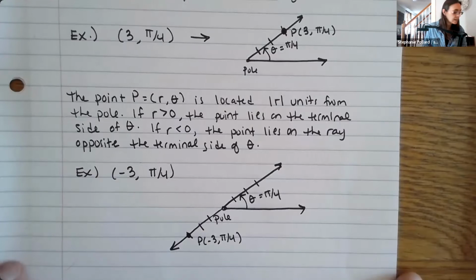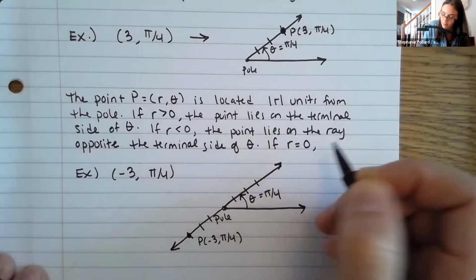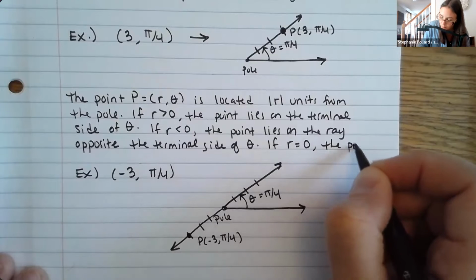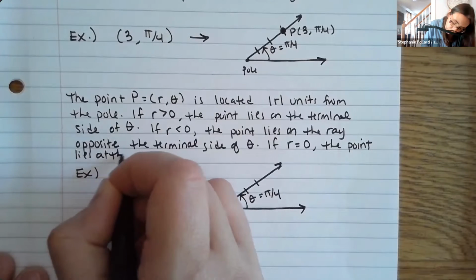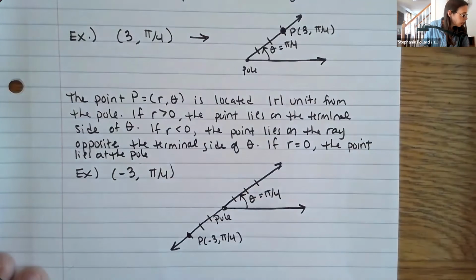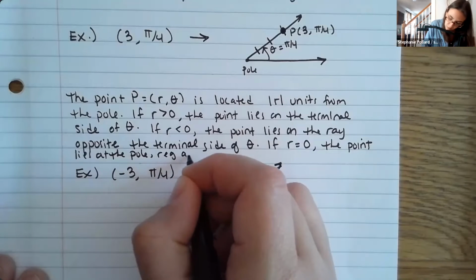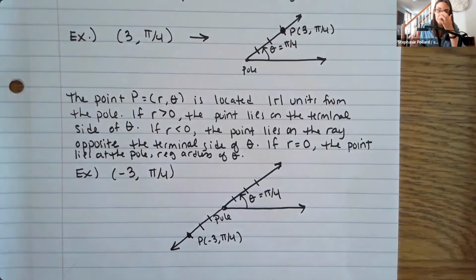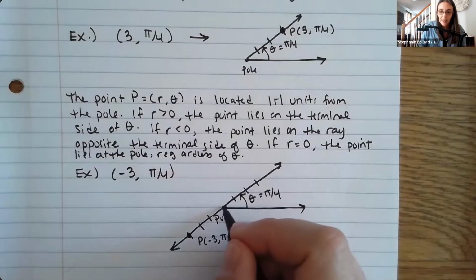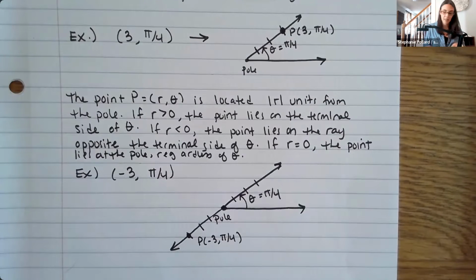The last case is if R is 0, then the point lies at the pole, regardless of theta. It doesn't matter what theta is. If R is 0, then you're right on the pole. So that's the more formal definition here. And I think it's going to help to see a few more examples.